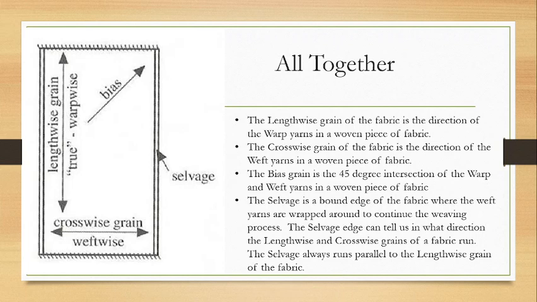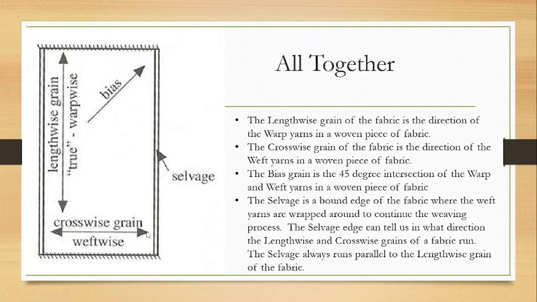Same down here with our crosswise grain, which is, again, created by our weft yarns. So it's also called the weftwise grain. And similarly before, if I call them our crosswise yarns, our weft yarns, our filler yarns, they all are the same thing. They're just different terms for the same thing. So if you say the weftwise grain or you say the crosswise grain, it doesn't really matter. You're talking about the same thing.